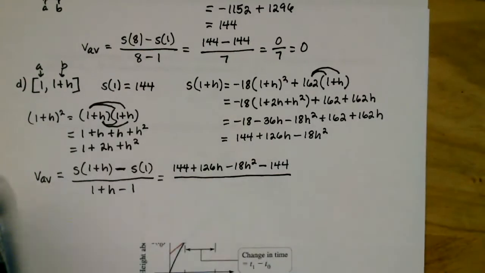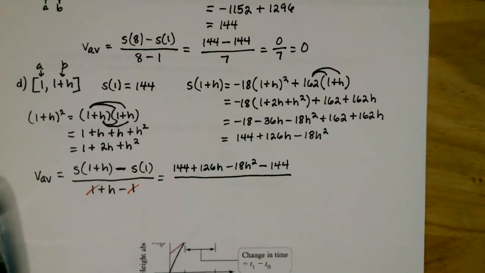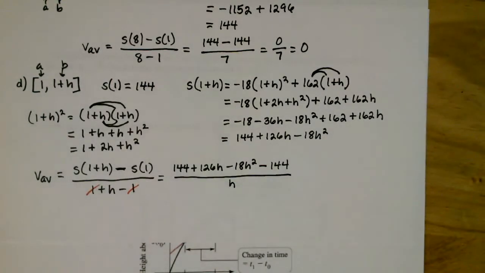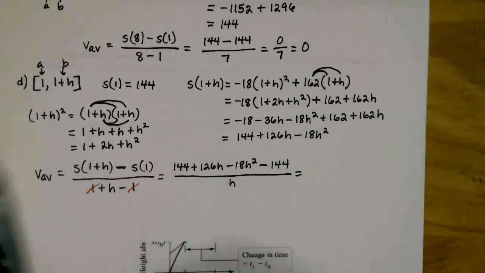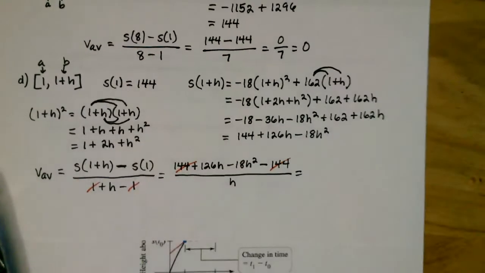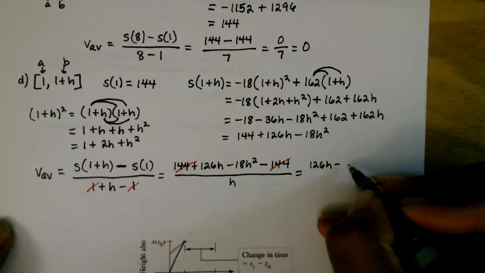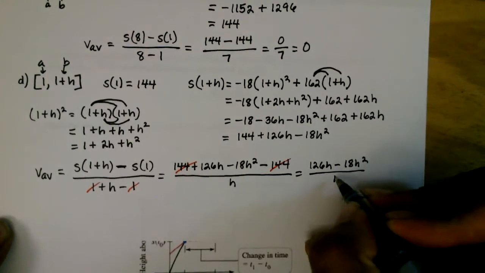Now, 1 plus h minus 1, here the ones add to 0, so that's gone. I'll be left with the h in the denominator. But let's look at this numerator. We can do something with that. 144 minus 144, that's gone. I can get rid of that. I'll be left with 126h minus 18h squared divided by h.